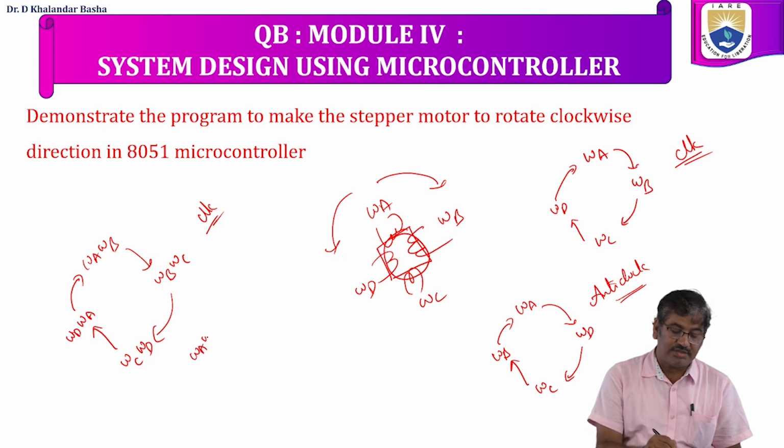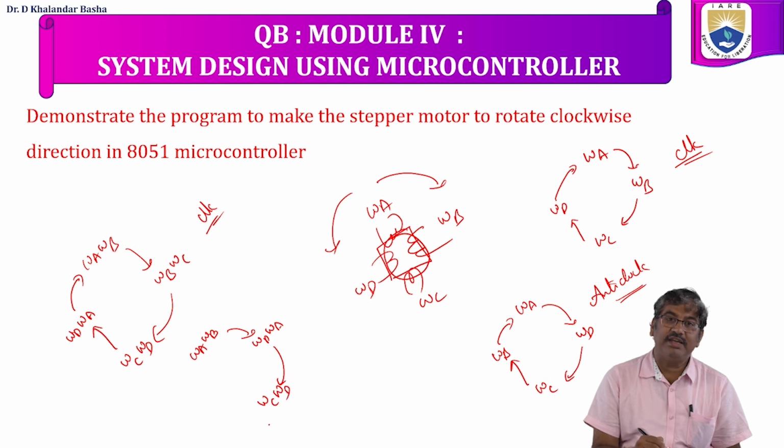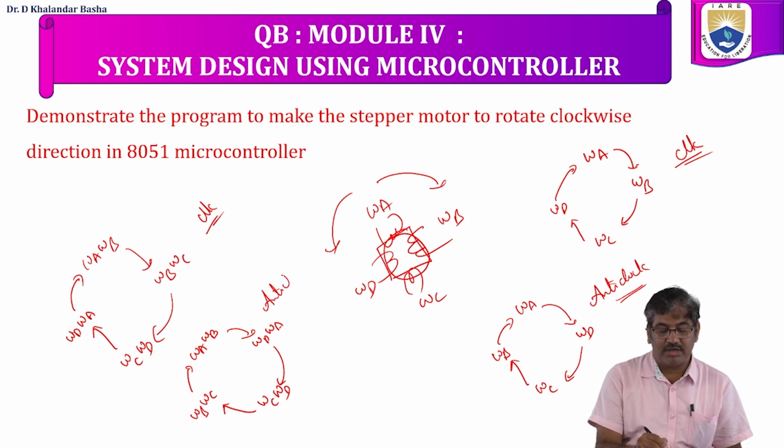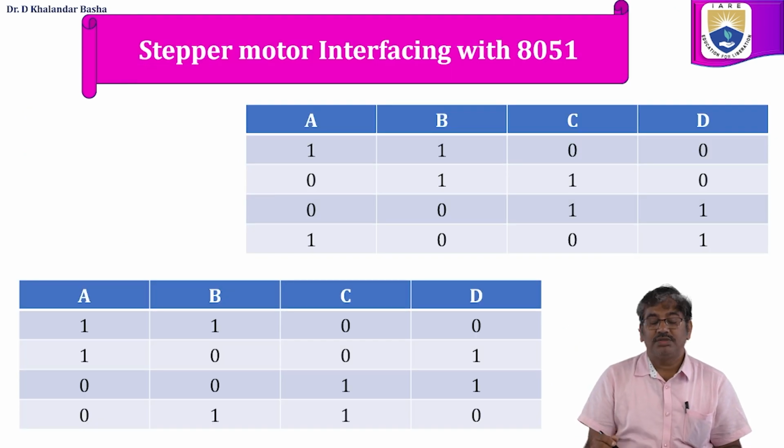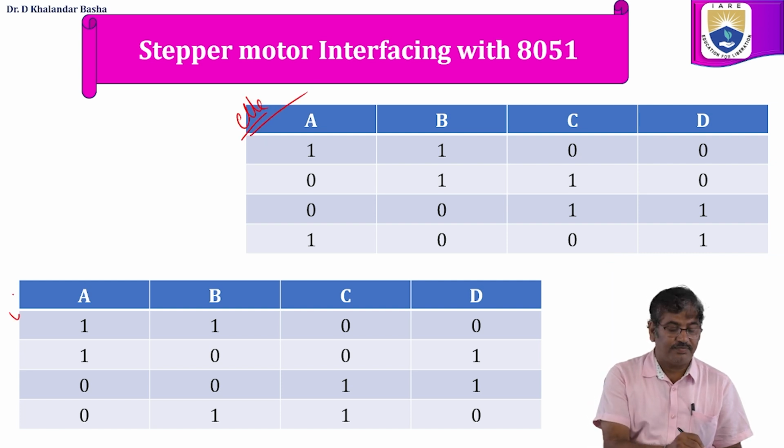For anti-clockwise, winding A, winding B. The next clock pulse will be given for winding D, winding A. The next one for winding C and winding D excitation, followed by winding B, winding C excitation, then winding A. Then the stepper motor will rotate in anti-clockwise rotation. So these are the excitations we can give for clockwise as well as anti-clockwise.